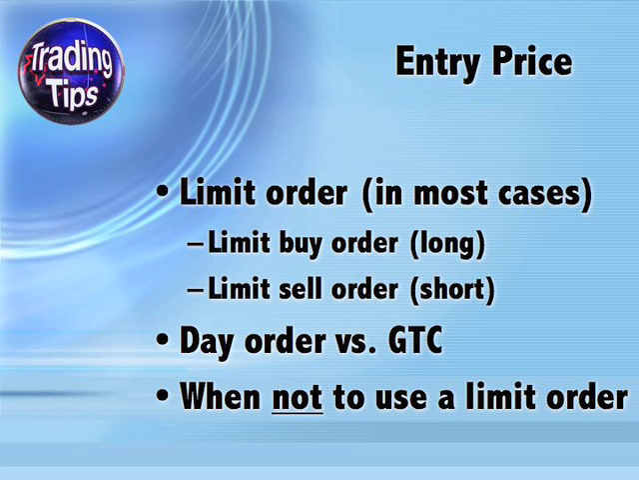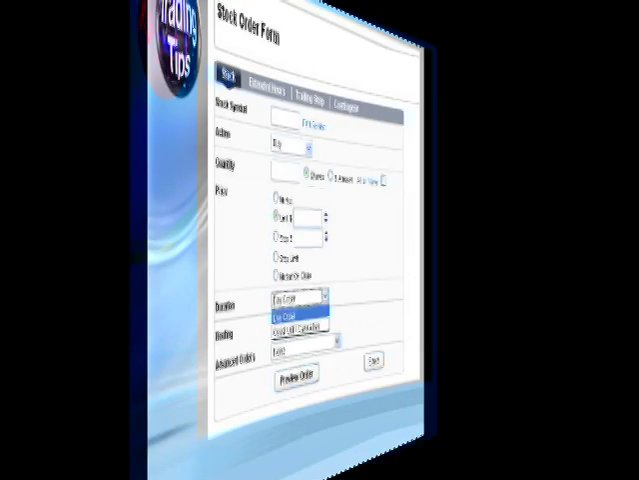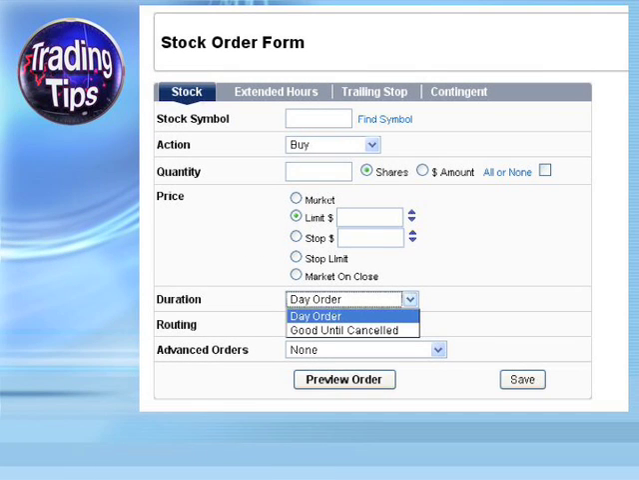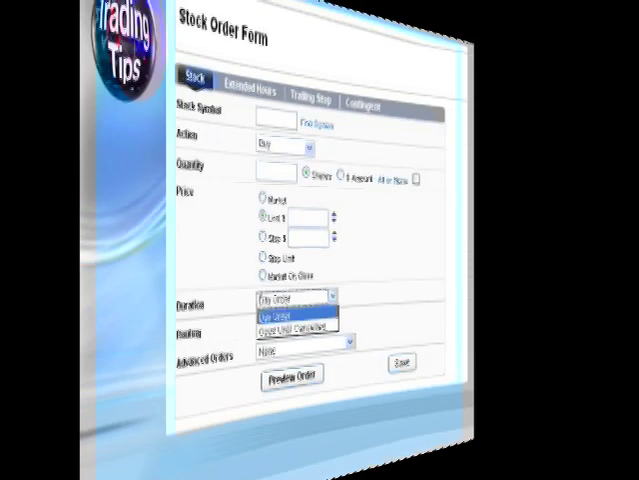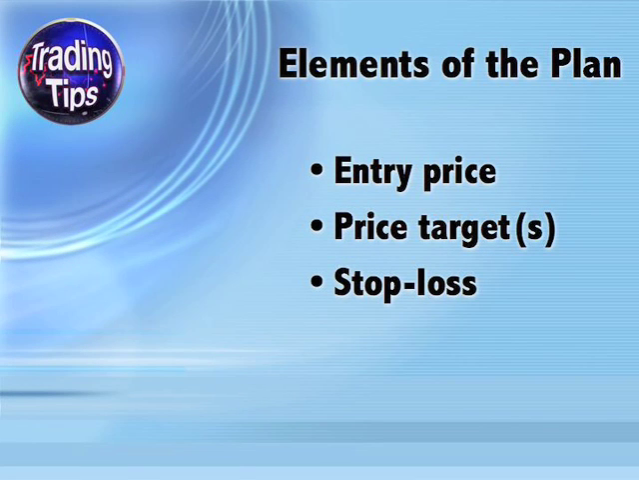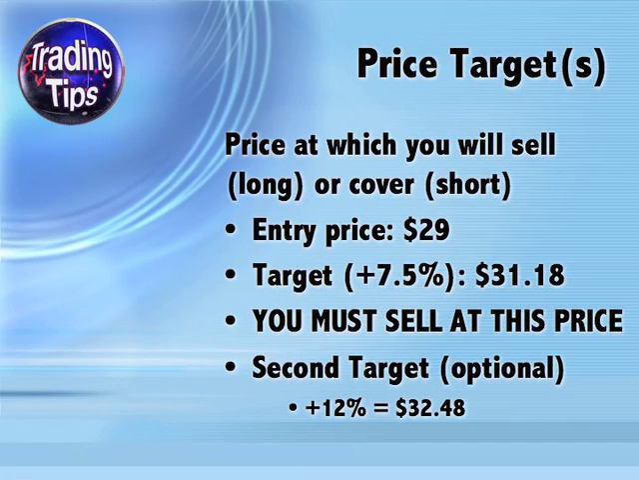Now, there are some times when a limit order may not be appropriate for your entry price. For example, some technical analysts like to buy a stock only after it's surpassed a certain price, or short sell a stock only once it's fallen below a given price. In these cases, market orders or more advanced techniques should be employed. Here's a quick screenshot example of how you can place a day order or a GTC good till canceled order. It's easy. There are three elements to our plan for overcoming greed and fear: entry price, target price or prices, and stop loss.